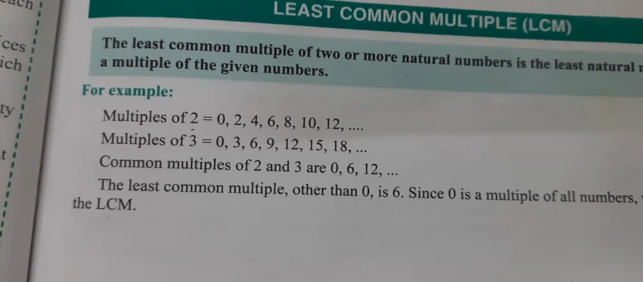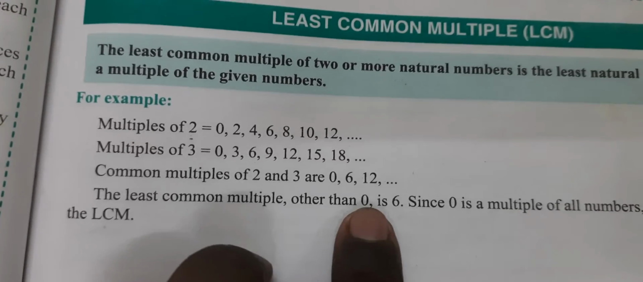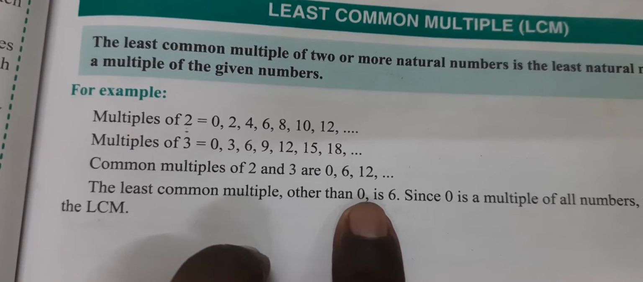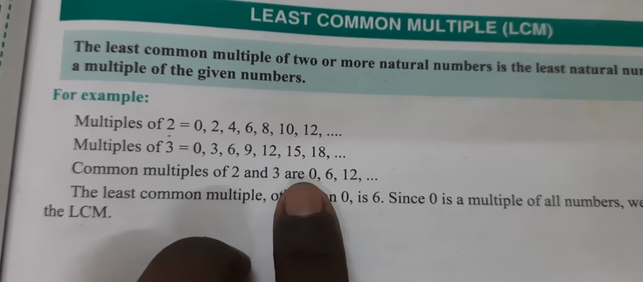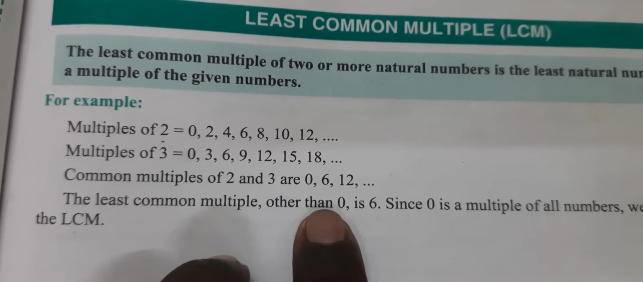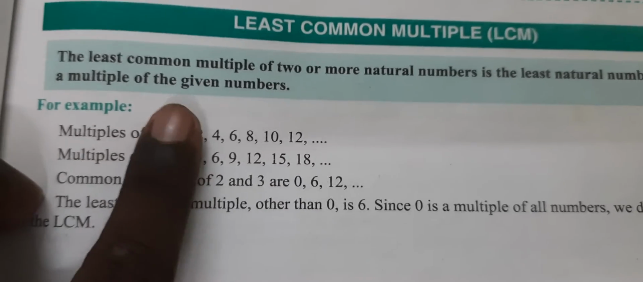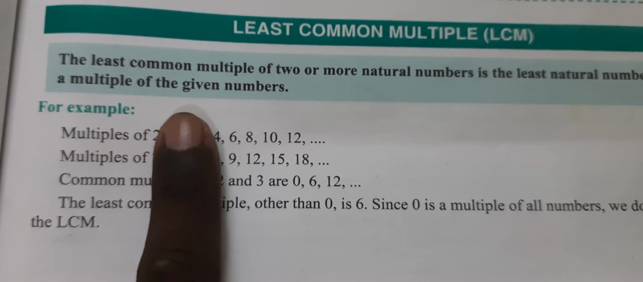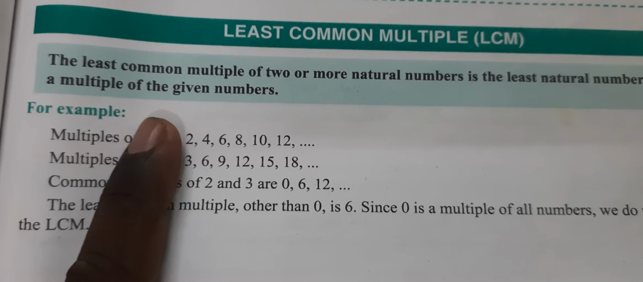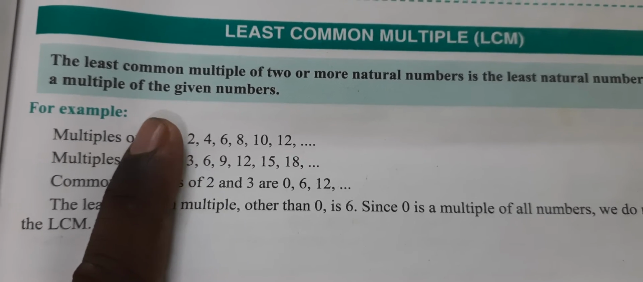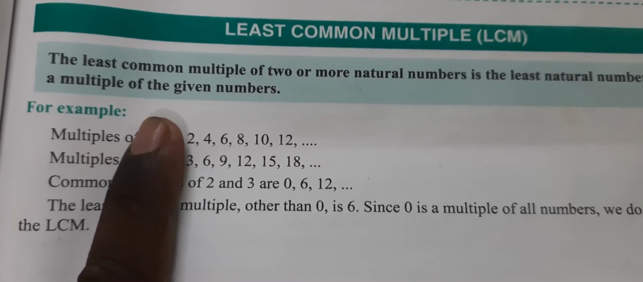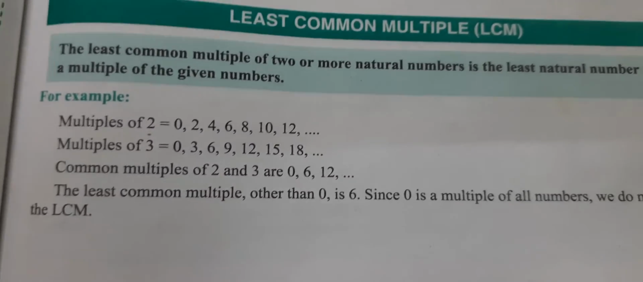So 0 will not be the smallest. Apart from 0, because 0 is no value, no? So we cannot have 0 as a common multiple. So leave 0. In fact, in writing multiples, you can omit 0. You can directly start from 2 ones are 2, 2 twos are 4, 2 threes are 6, and for 3, 3 ones are 3, 3 twos are 6, 3 threes are 9, 3 fours are 12. This 0 there is no need to write.